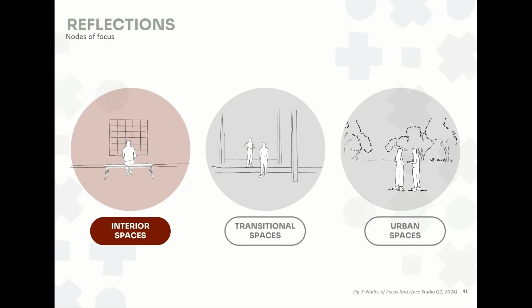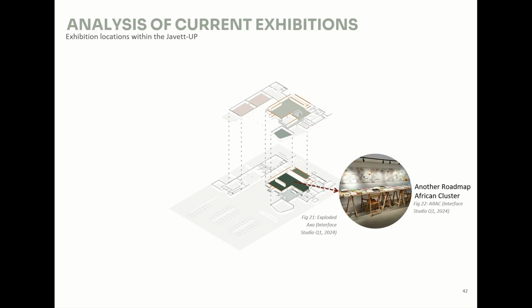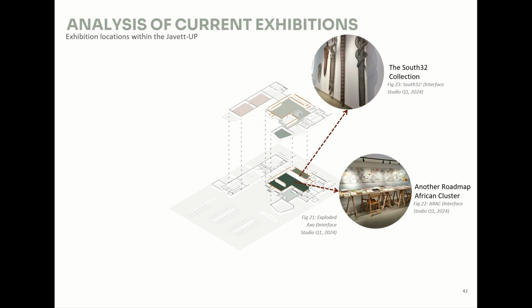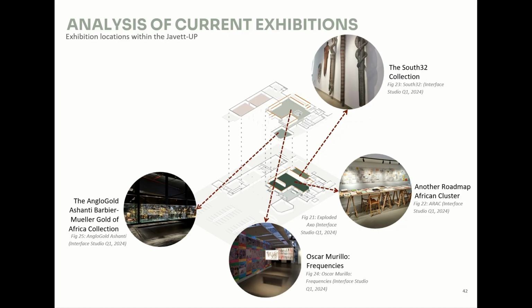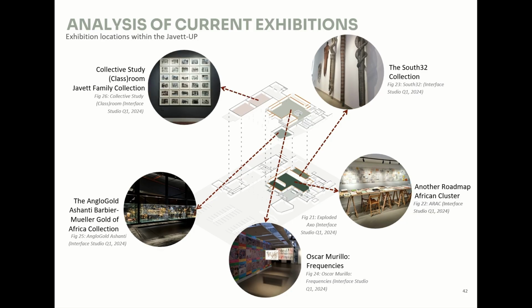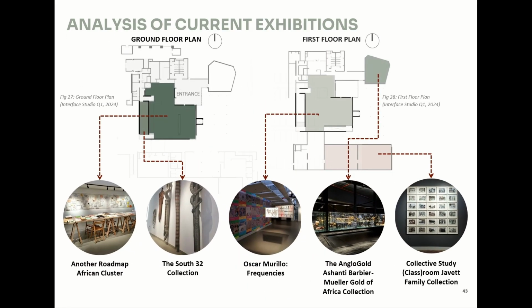To recap, the 5 exhibitions currently on display at the Javed UP are as follows: Another Roadmap African Cluster, the Permanent South 32 Collection, Oscar Murillo's Frequencies, the Permanent Anglo-Gold Ashanti Gold of Africa Collection, and the Collective Study Classrooms, which permanently house the Javed Family Collection. Starting off with the ground floor gallery.